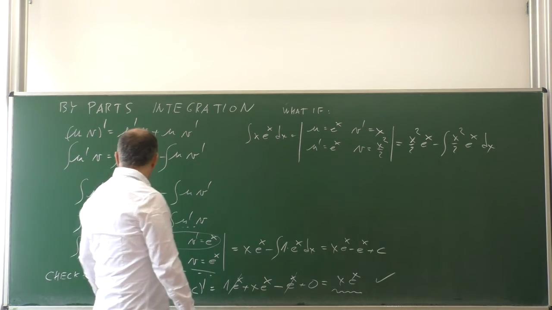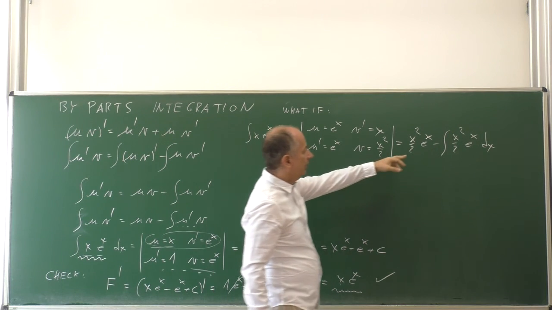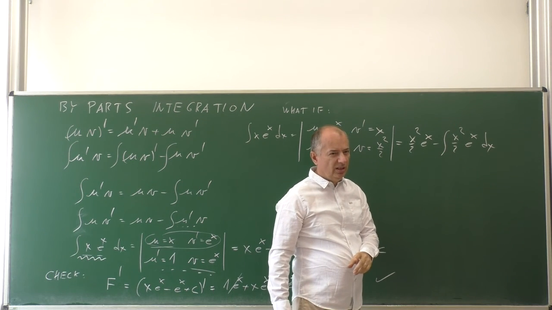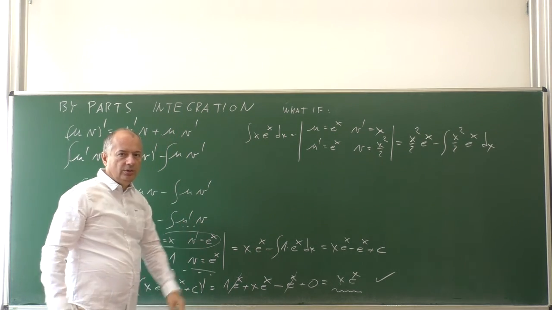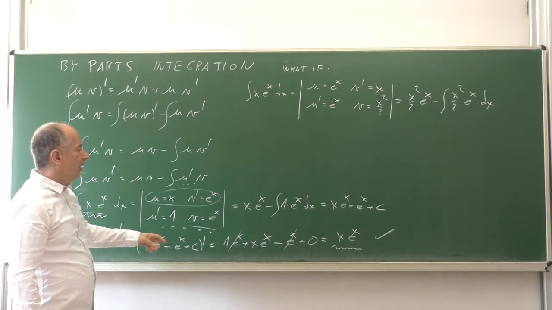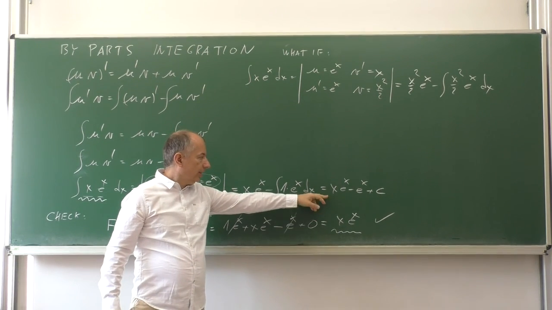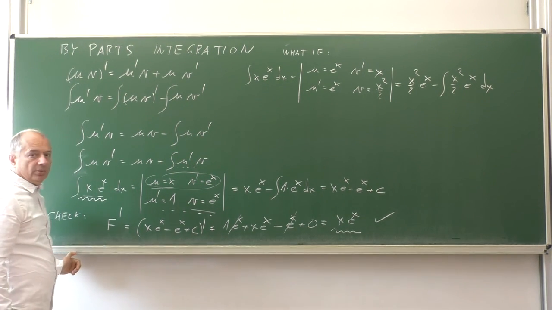So if you start using by parts integration and you end up with something that is more complicated, a good idea is to try to swap the u and v. So this is the correct way and it leads to the correct result, which is easy to check. So that was the by parts integration.